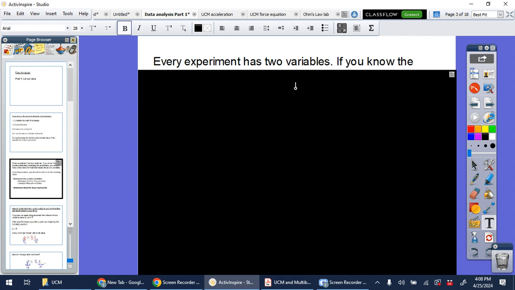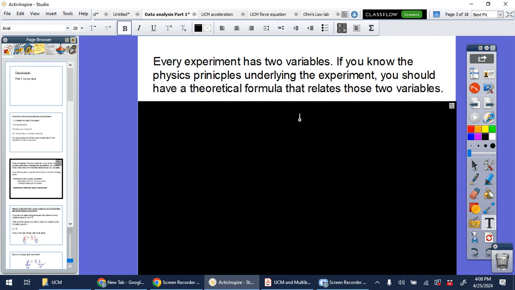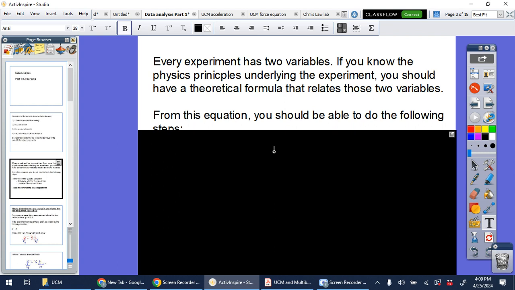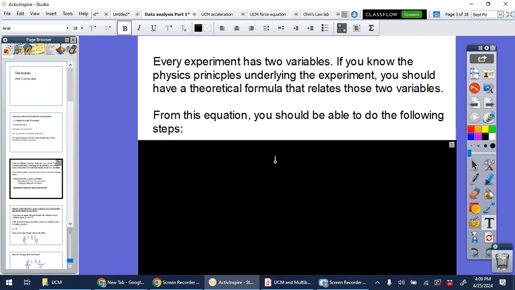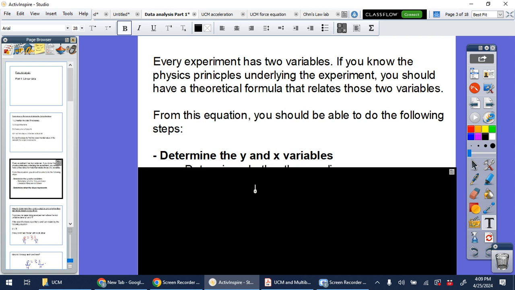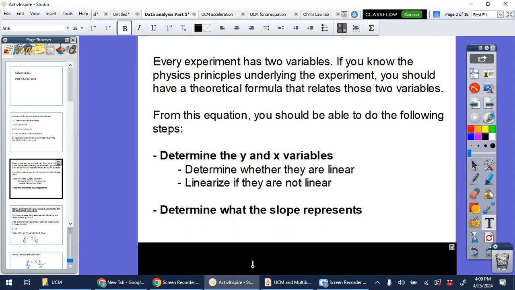All right. If you know the underlying physics of an experiment, there is going to be a theoretical formula that relates these two variables. All right. So there's always going to be some sort of formula that governs how those two variables are related. And from that formula, you should be able to do the following steps. So basically what I'm saying is every lab you're going to do this year, there's going to be some sort of equation, some sort of formula that relates the two variables in your experiment. All right. And then from this equation, you should be able to do these steps right here.